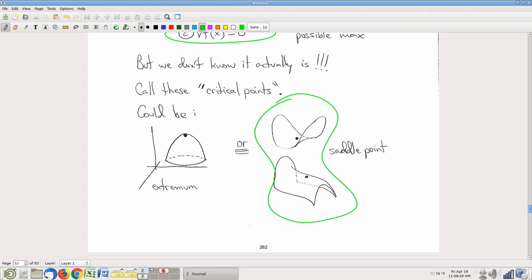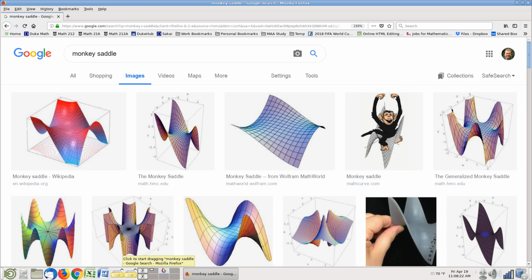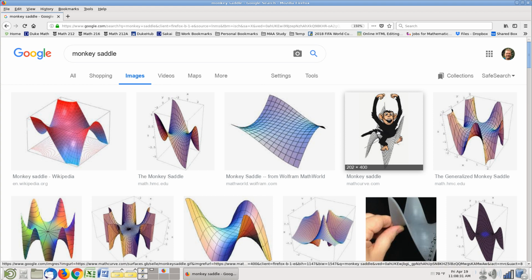And one of my favorite examples is what they call the monkey saddle. So it's a saddle in the sense that you can see the monkey, he's got a spot for his leg to go down and a spot for his other leg, but he's also got a little spot for his tail to go down. So monkey saddle, right? Isn't that funny?